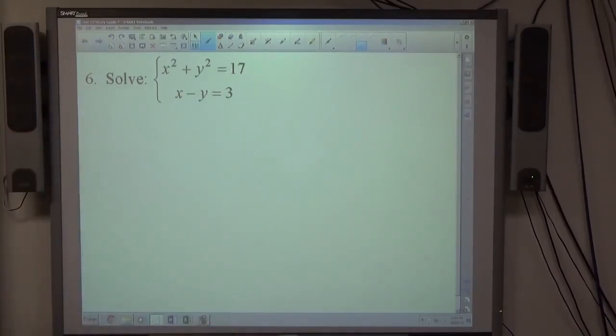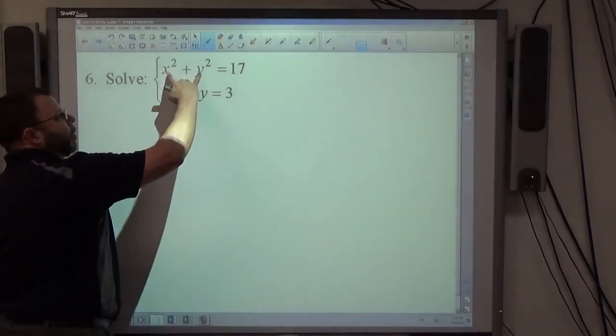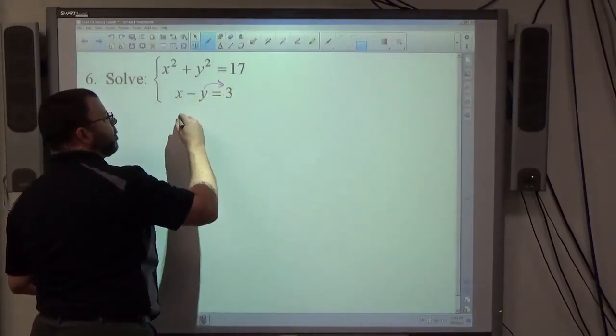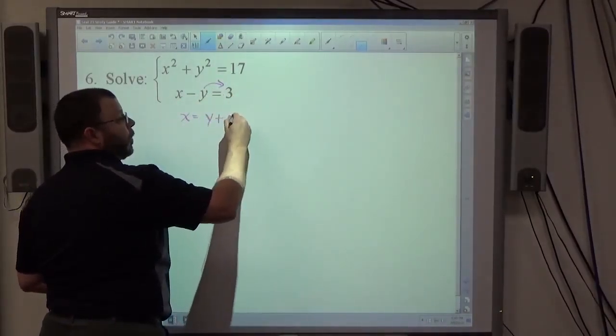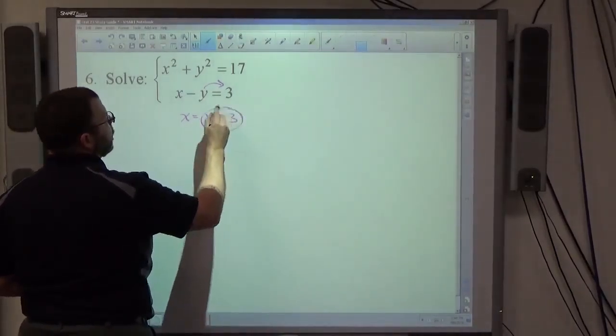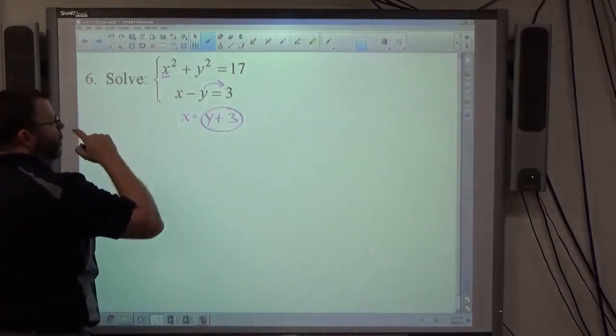Number 6, another nonlinear system. This time substitution is better because the variable types don't match, x squared and y squared, x and y. So the easiest way to make this happen is move the y over there, so x equals y plus 3 or 3 plus y, take your pick. X equals y plus 3 is going to replace that x with y plus 3.